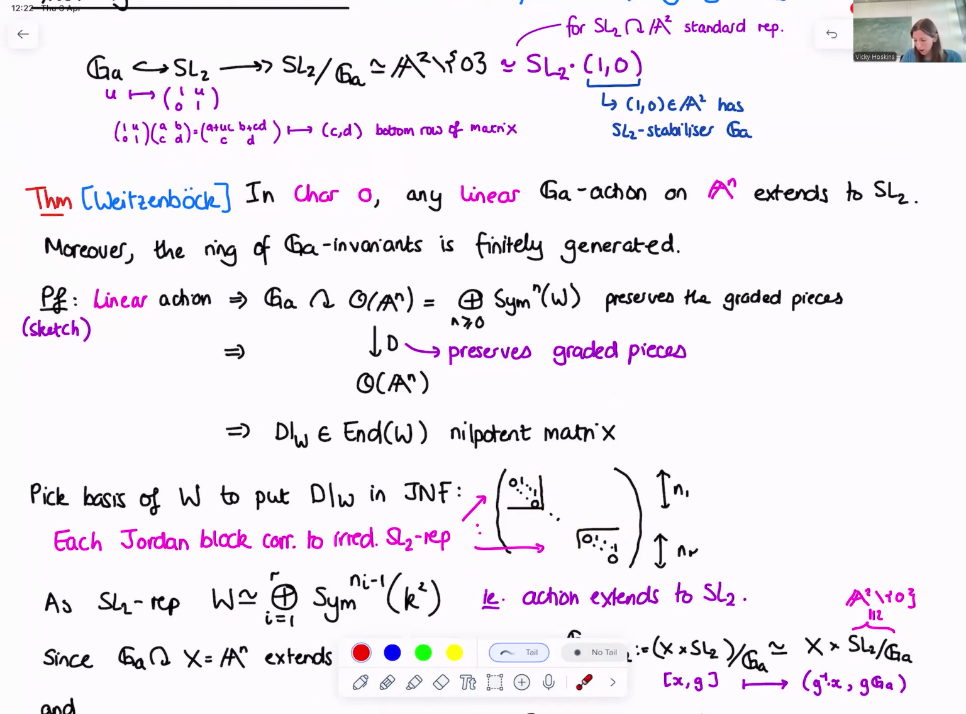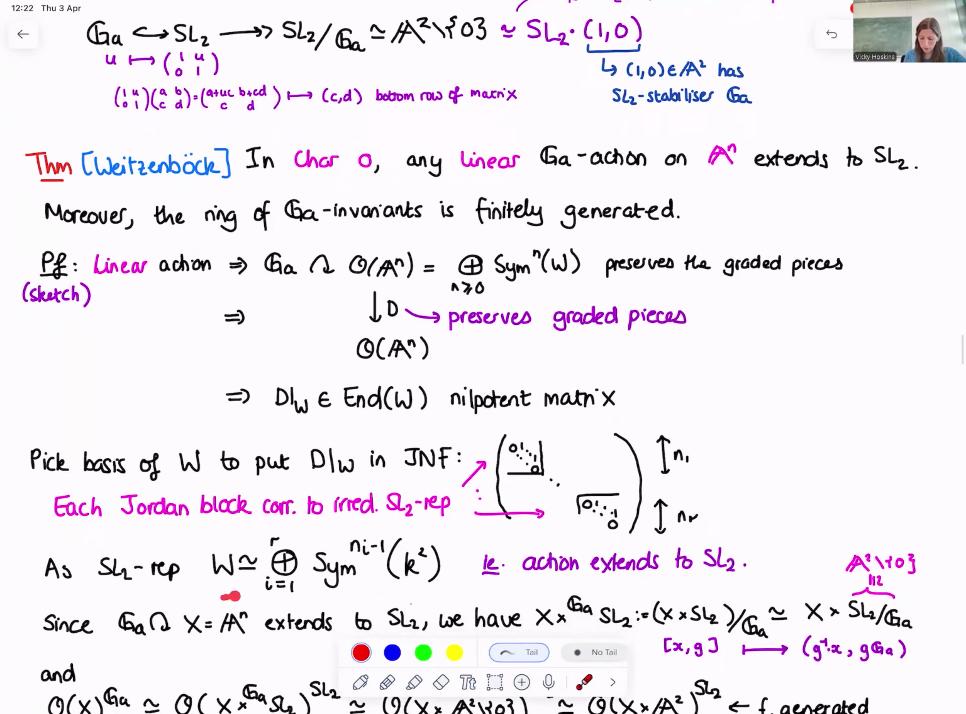I'm supposing that I have R different Jordan blocks of size N1 through to NR. Then each of these Jordan blocks will correspond to an irreducible SL2 representation. So as an SL2 representation, you can then write W as a sum of R different irreducible SL2 representations where the dimension of these should be Ni. And the only SL2 representation of dimension Ni is the (Ni minus 1)th symmetric power of the standard representation of SL2. And so, of course, you have to keep track of this change of basis, but this gives a way to extend the action to SL2.